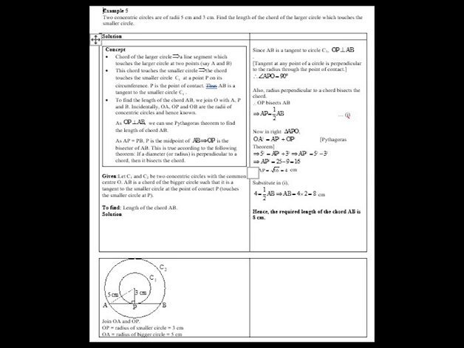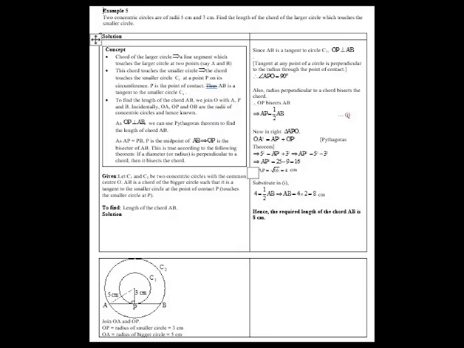Example 5. Two concentric circles are of radii 5 cm and 3 cm. Find the length of the chord of the larger circle which touches the smaller circle. Let C1 and C2 be the two concentric circles with common center O. AB be the chord of the bigger circle such that it touches the smaller circle at the point P. Then AB is the tangent to the smaller circle at the point P. We need to find the length of the chord AB.